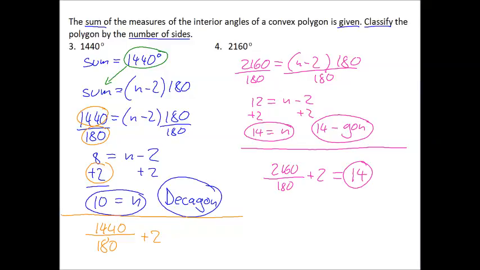So your sum of the interior angles was 2160, and whether you did it algebraically here step by step, or whether you did it using the shortcut in the bottom, you will get n is equal to 14, and that means we have a 14gon. No more specific names for that large number of sides, we just call it 14gon.